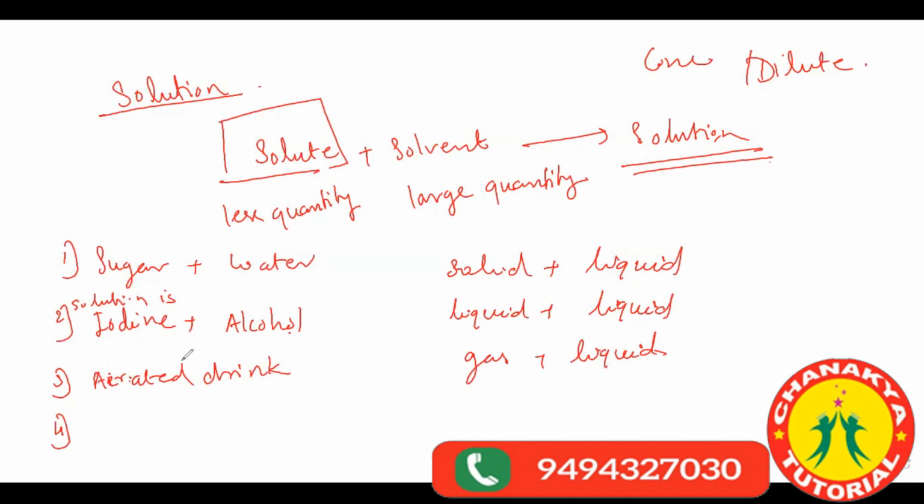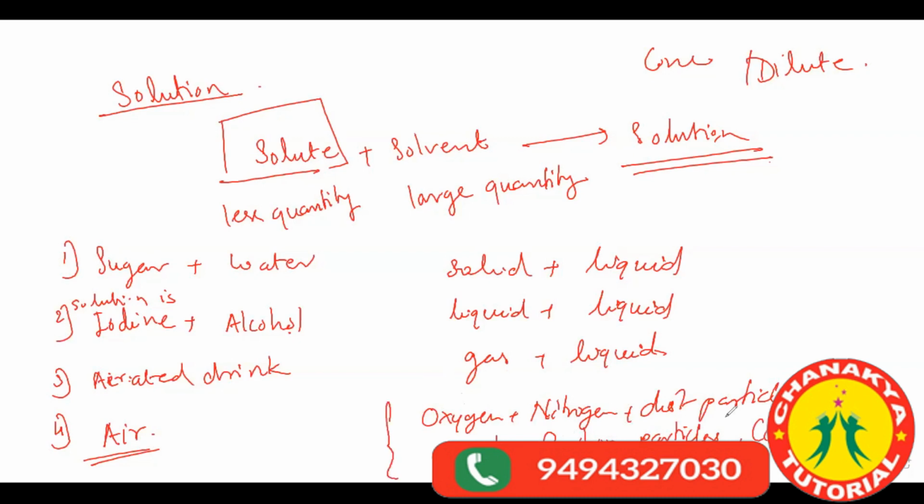And another one is a mixture of gases, or air. Air is a mixture of gases. There would be oxygen, nitrogen, then dust particles, right? Even there would be, apart from dust particles, smoke, vapor, carbon particles, carbon dioxide and other gases. So it is a mixture of several gases, and this is also a solution in which gas is added into gas.